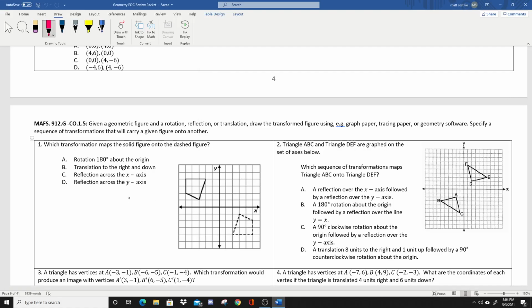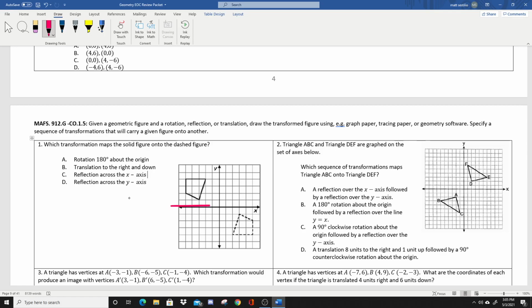Okay, so for this question, they're asking us how can we possibly get this shape to be here? And you might be saying, oh, it looks like we can reflect it a couple times. And you're right, you could reflect it a few times. But of our selections for reflections, it's only reflecting it once across the x.